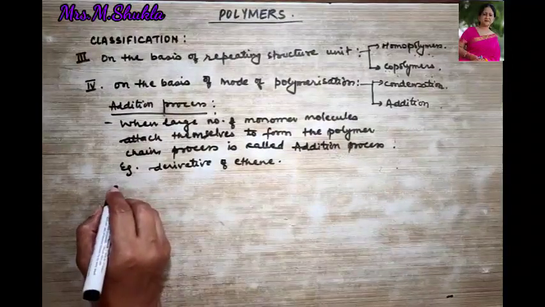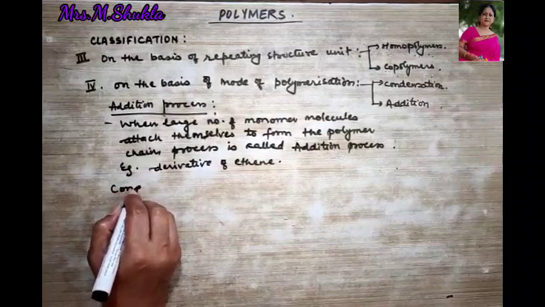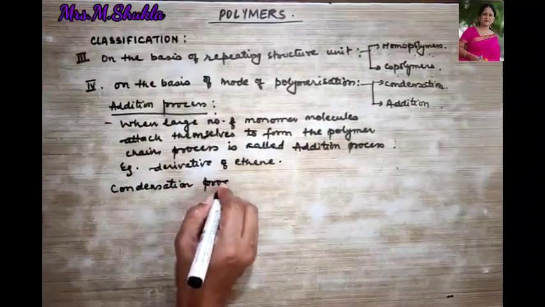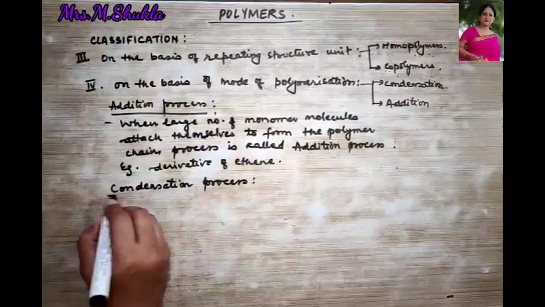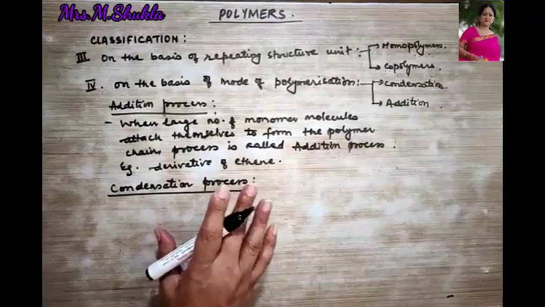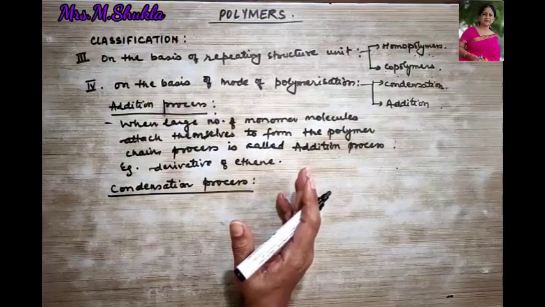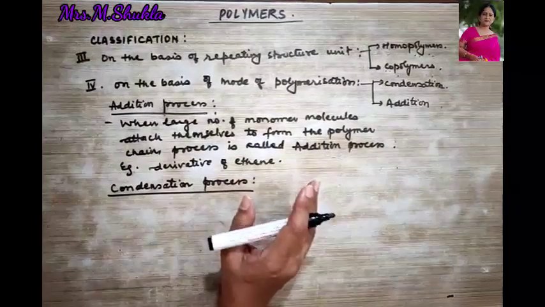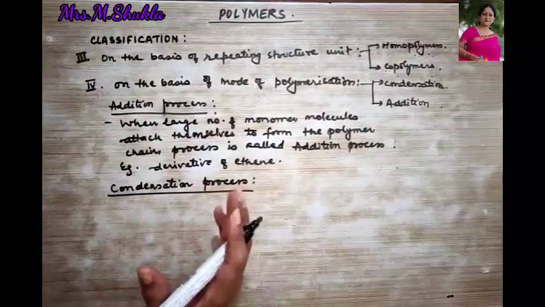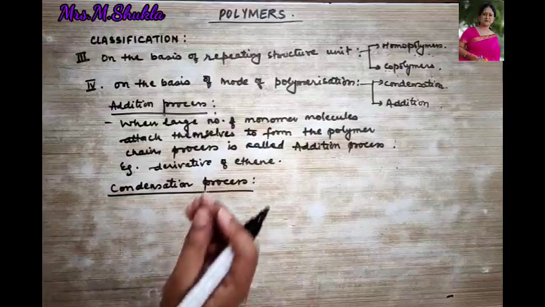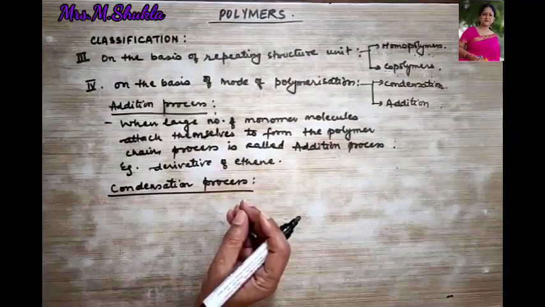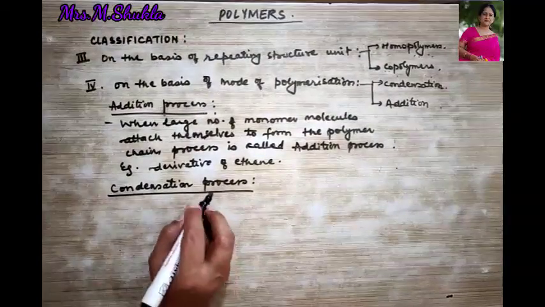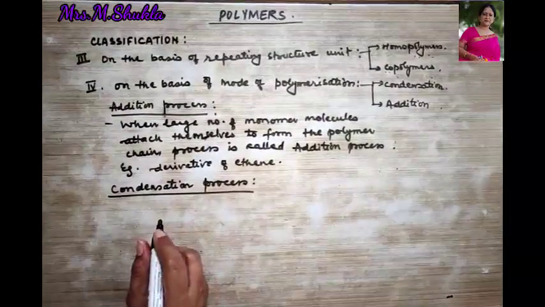Next, let us come to the condensation process. When a series of condensation reactions, that is polymerization between monomers containing two or more functional groups, takes place, it involves loss of small molecules such as water or ammonia or alcohol, right? This process is termed as the condensation process or condensation polymers.